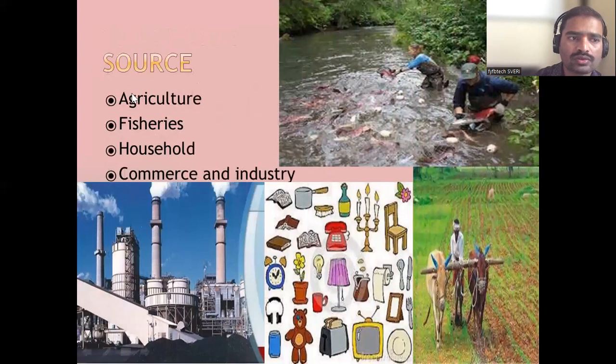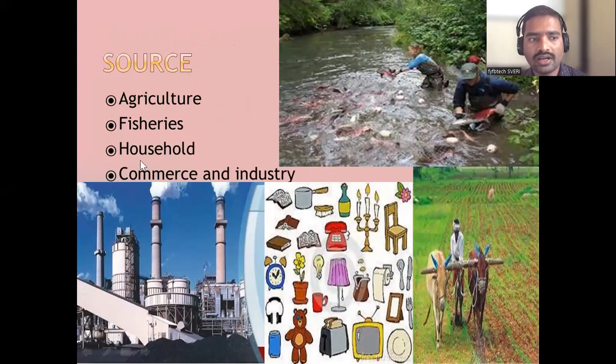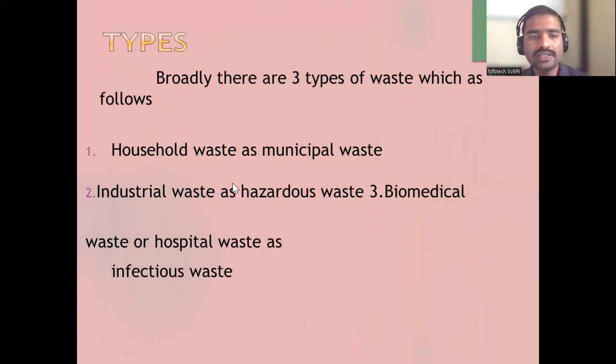Solid waste is generated at the agricultural farm, fisheries, household, commercial establishments and industries. Basically, there are three types of waste. One is household waste, that is nothing but municipal waste. Next is industrial waste, which is hazardous waste. Third is biomedical waste or hospital waste.